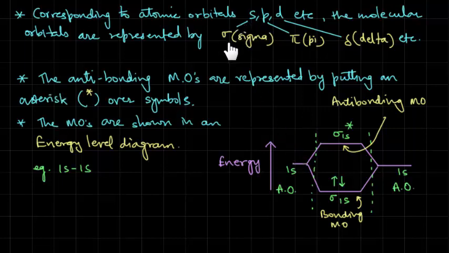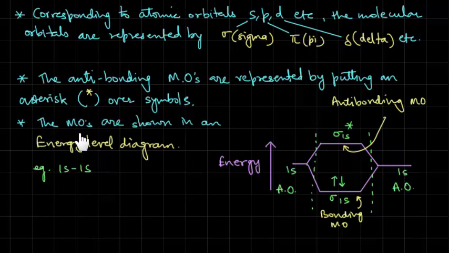That is to say that if two s orbitals are combining together, that will be a sigma bond. So even between s and p, it will be called a sigma. Between p and p, it will be a pi. P and d, it will be a pi, like that. The anti-bonding molecular orbitals, don't worry about it if you don't understand much, it's fine. The anti-bonding molecular orbitals are represented by putting an asterisk over the symbols.